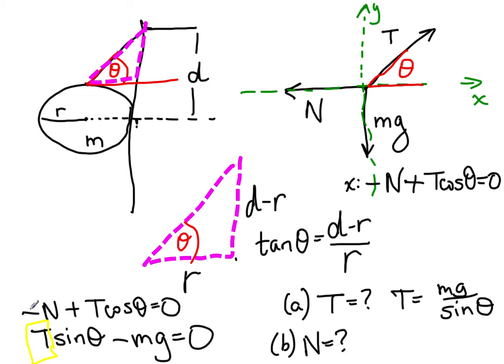Part B asks you to find the normal force. Well, according to this equation here, the normal force is equal to t cosine theta. And if I know t from part A, and I know theta from here, then I should be able to calculate the normal force.